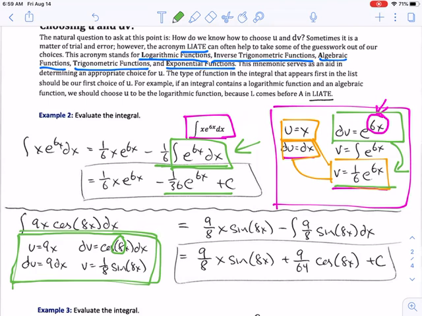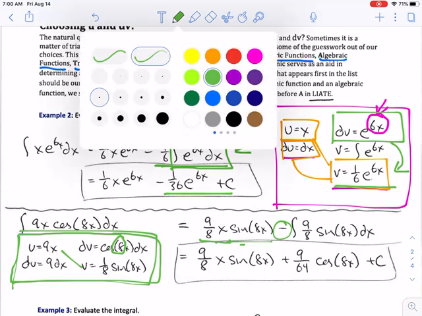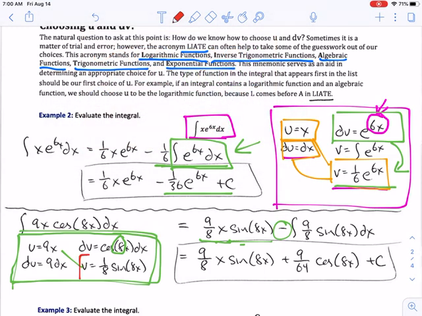So u times v becomes 9/8. There's an x and a sine of 8x. Make sure you've got all the pieces in there. 9 and a 1/8 becomes 9/8. Minus, so now we want, do this in red, now we want v times du. And so again, I have a 9 and a 1/8, which becomes 9/8, and sine of 8x.